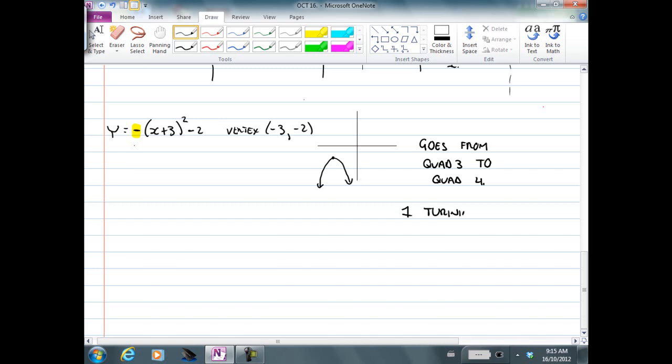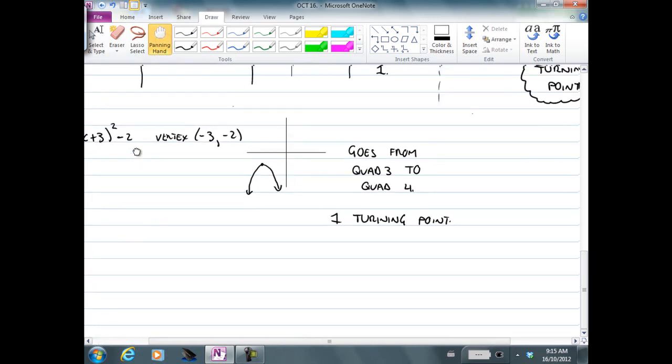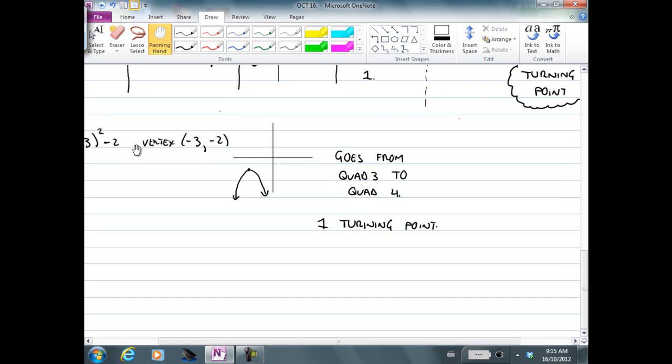So from one graph, I can ask you a lot of different questions. Okay? Who haven't I asked yet? Karamjeet. What's your domain, Karamjeet? Domain is all reals, correct. Because my graph touches every x value. Gurjot, this is a tough one. What is your range going to be?